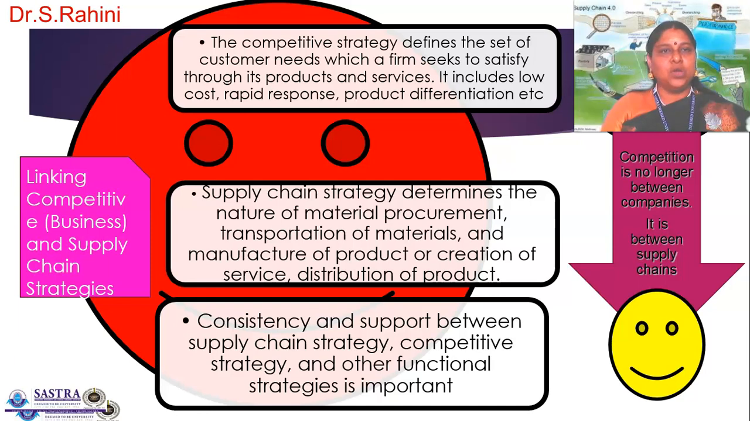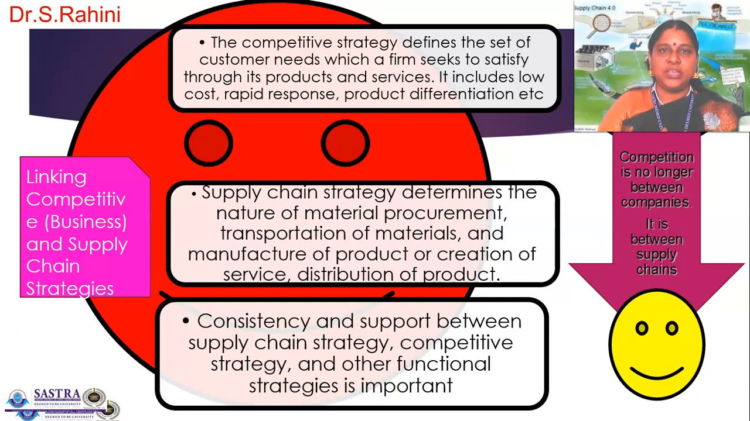The competition is no longer between the companies, it is between supply chains. So who is going to supply it very fast, that only matters nowadays, because the JIT principles and other things are there in the supply chain. So who is going to do it at a better cost, who is going to do it with a better vehicle or better safety, time-managed positions, how rapidly they are going to respond to their order, that matters. So the competitive strategy defines the set of customer needs which a firm seeks to satisfy through its products and services. It includes low cost, rapid response, product differentiation, etc.